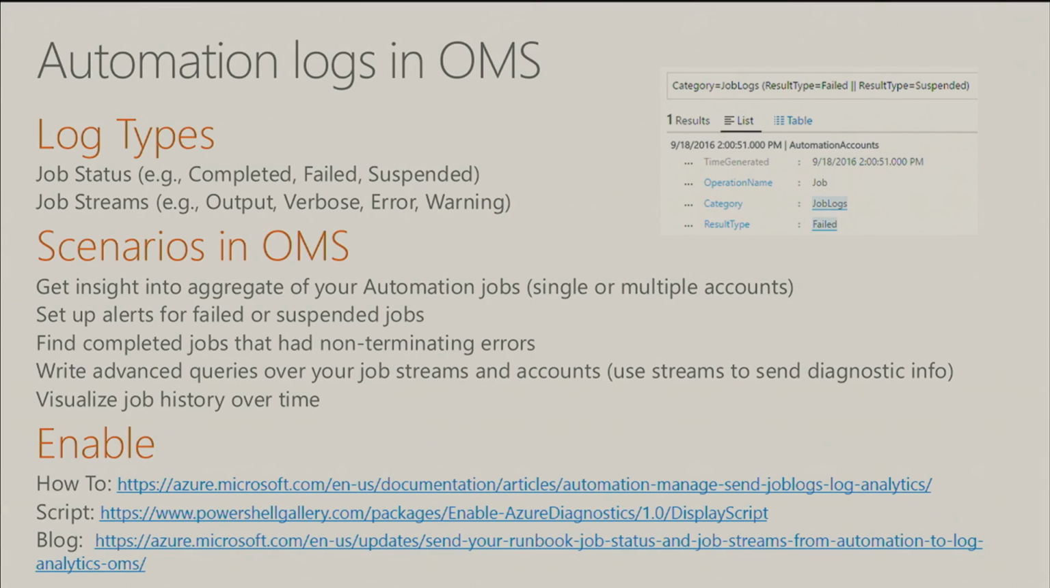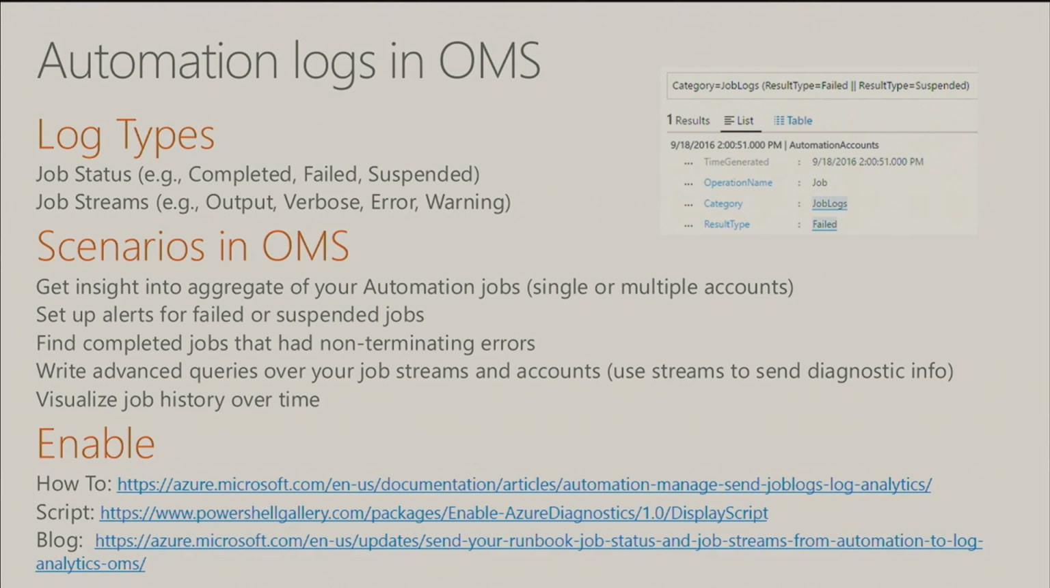You can also get the data from your Azure Automation accounts into OMS. Right now that is the information about the job status. So when you run runbooks, you get the status of the jobs, whether they're completed, whether they failed, whether they're suspended, whatever. And you also get the job streams, the output, the errors, warnings, into OMS. So this allows you to manage your automation jobs through OMS now.